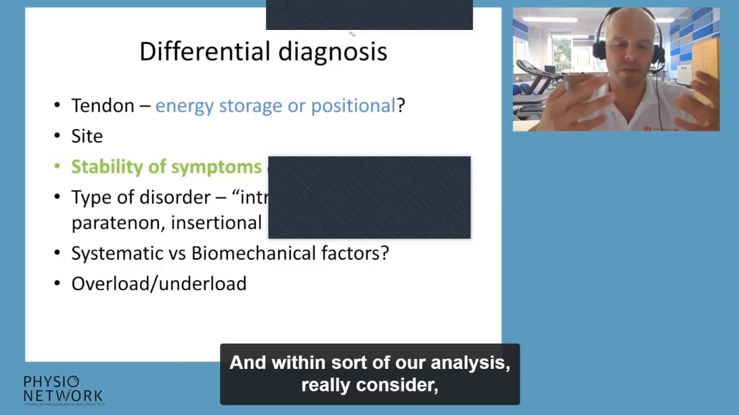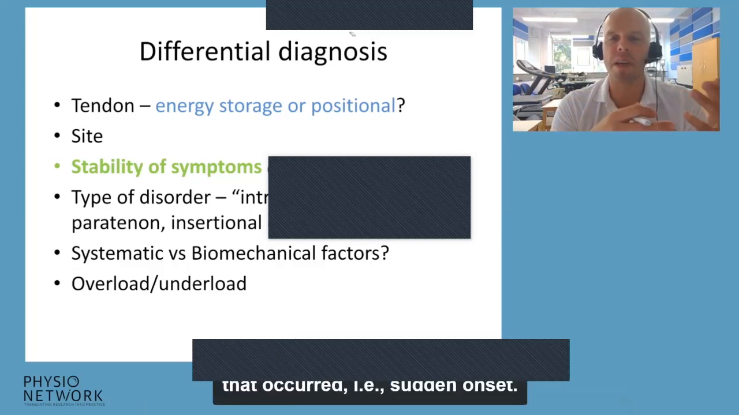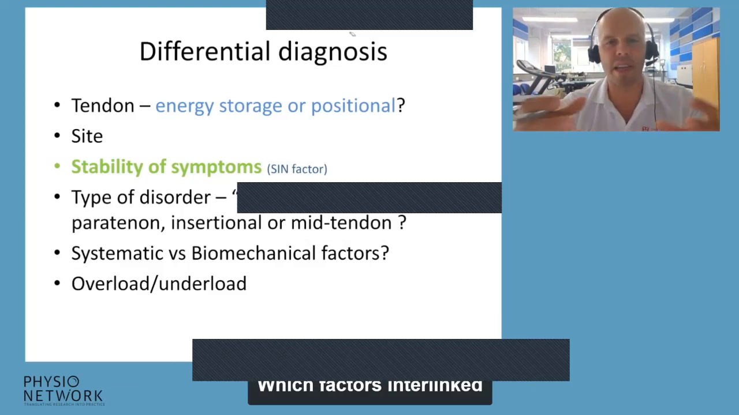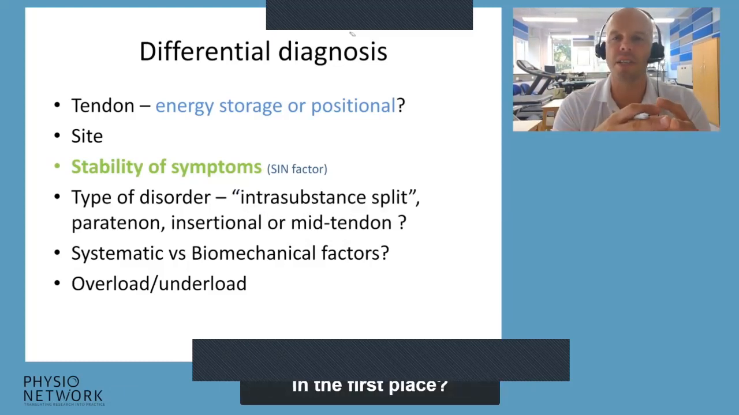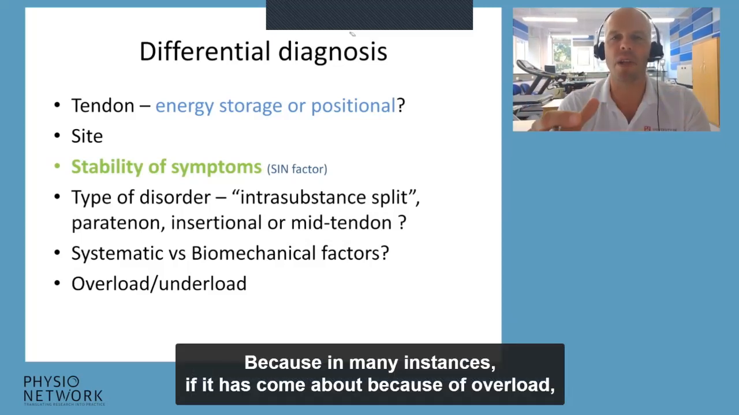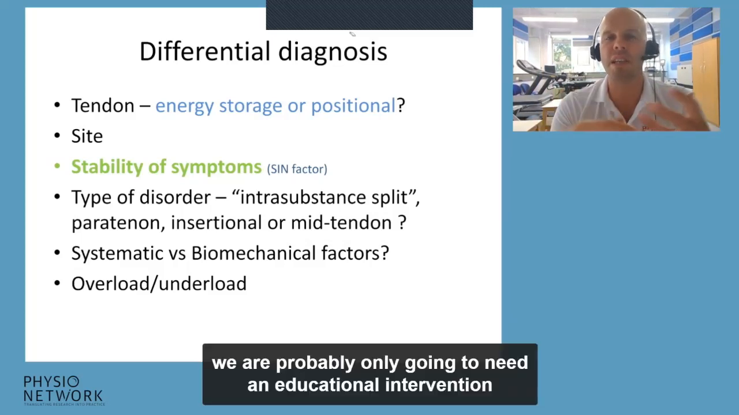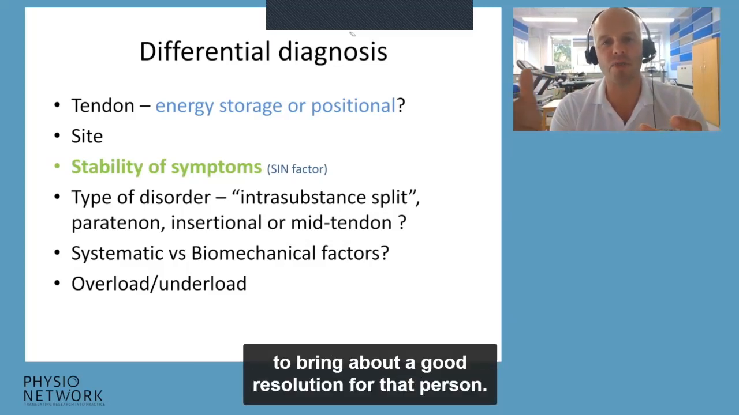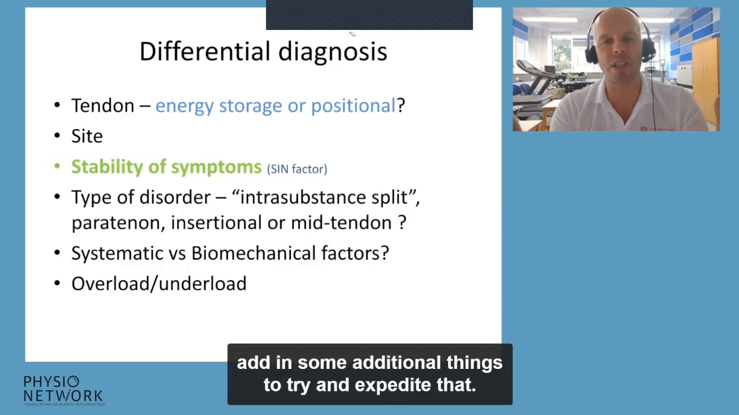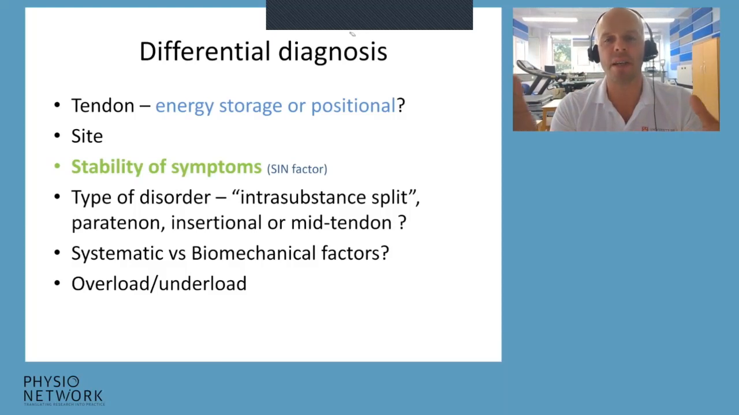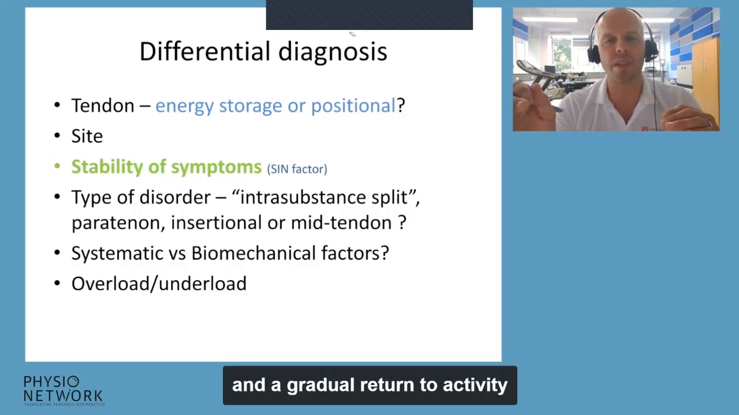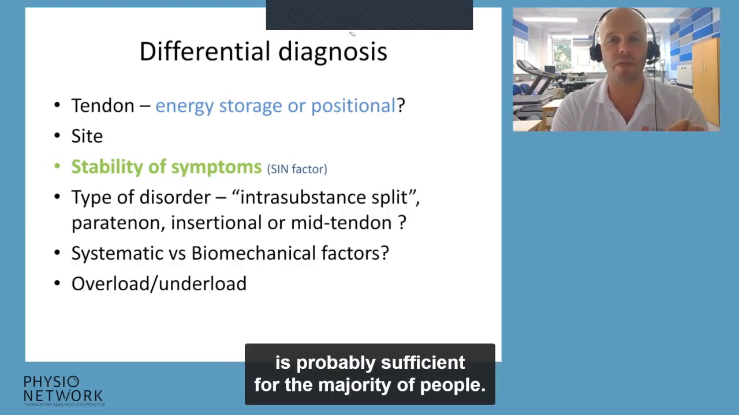And within our analysis, really consider, could there be a collagen tearing that occurred, i.e. sudden onset, which factors interlinked to trigger this condition off in the first place? Because in many instances, if it has come about because of overload, we were probably only going to need an educational intervention to bring about a good resolution for that person. But we will normally in the clinic add in some additional things to try and expedite that. But if overload is the trigger, education about that and a gradual return to activity is probably sufficient for the majority of people.